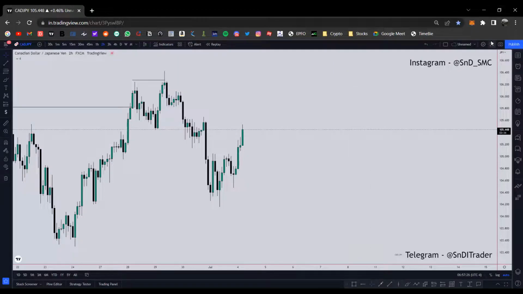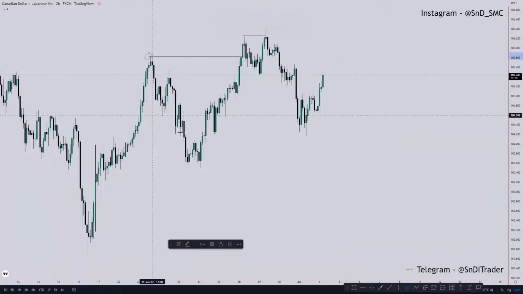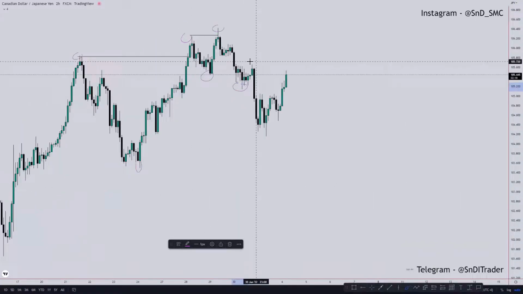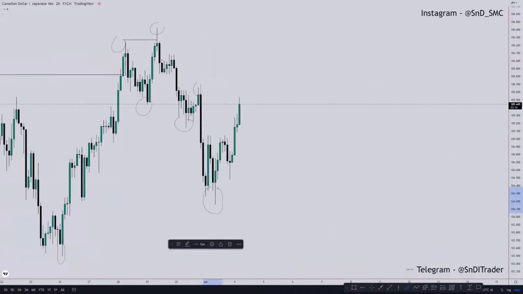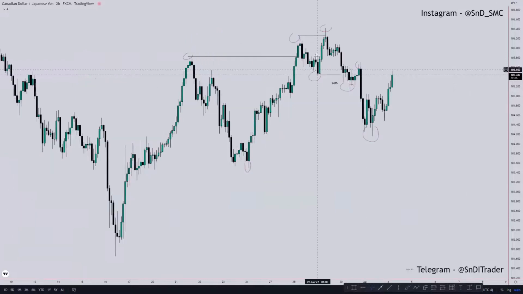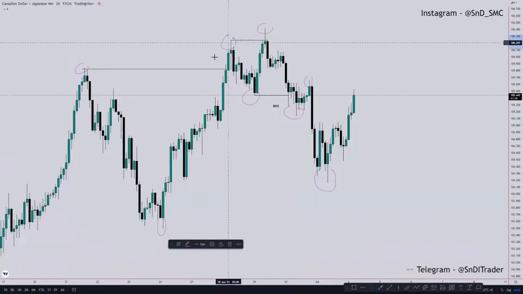On 2 hour, what you see is price making a higher high, higher low, higher high, higher low, then a lower low, then another lower high, then another lower low. So we have a nice breaking market structure here towards the downside. And this last candle has taken out the liquidity from here and here.